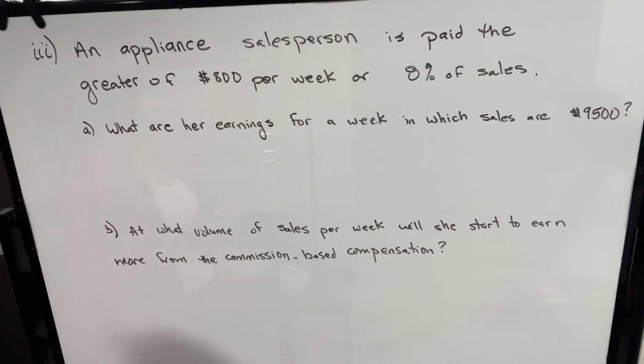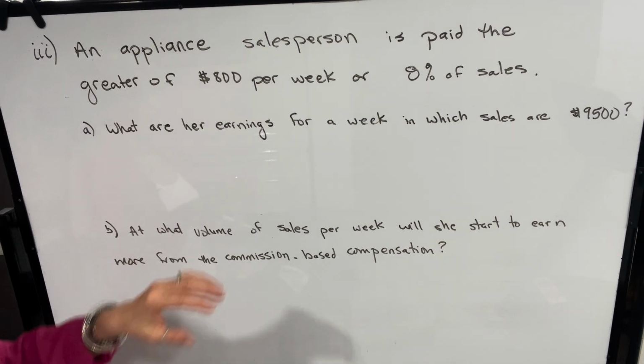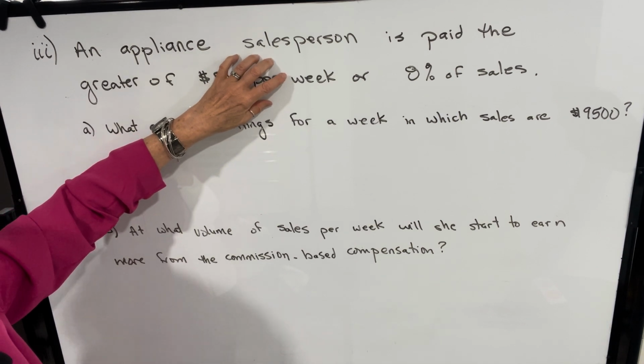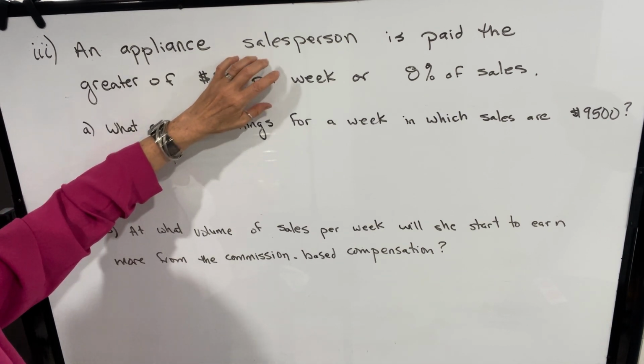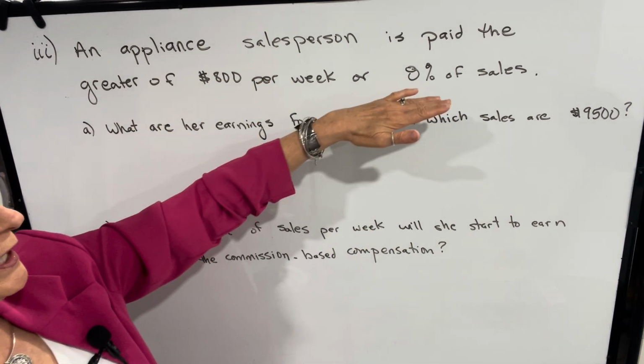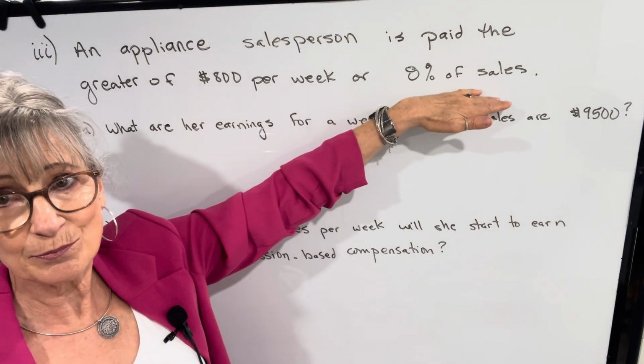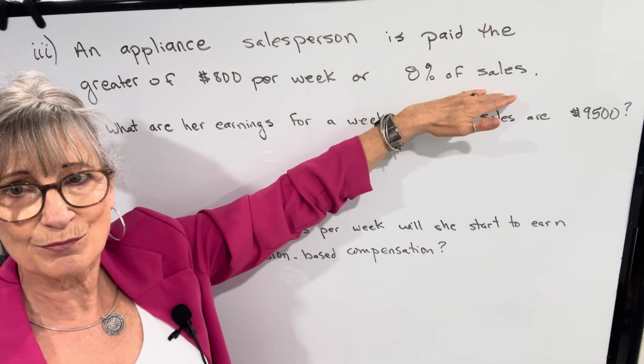Our next example says an appliance salesperson is paid the greater of $800 per week or 8% of sales. So this would be their salary, $800 per week if sales weren't great, but if sales were great, they're going to be paid a commission, and that would be 8% of whatever that total sales number is.